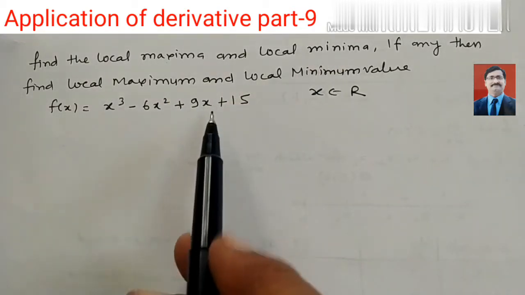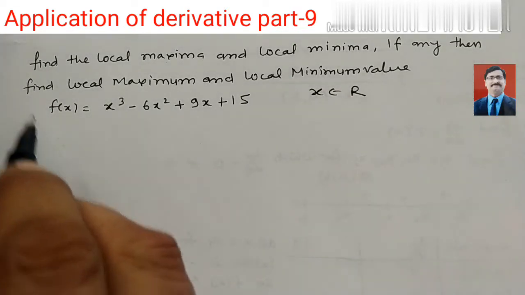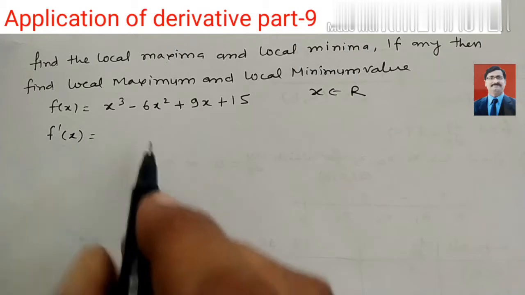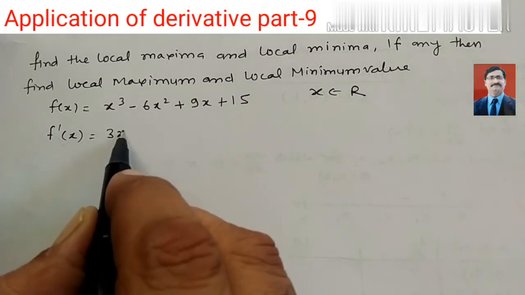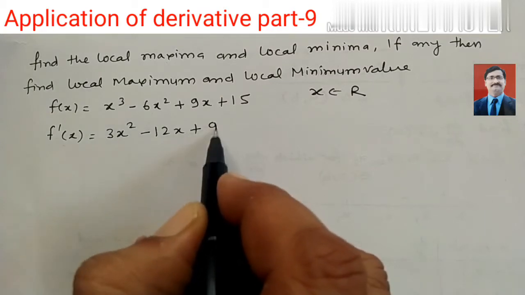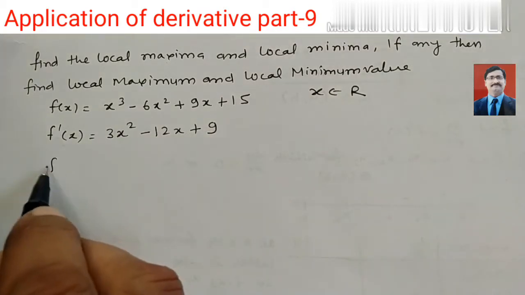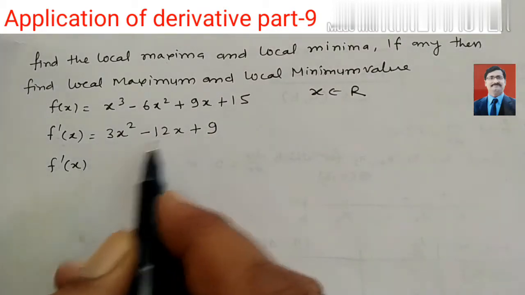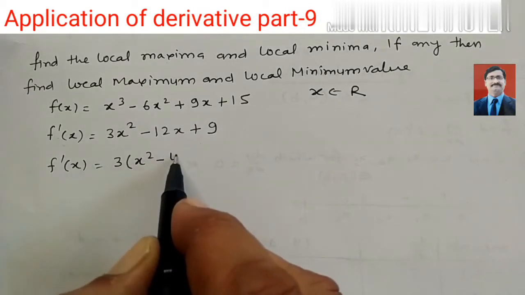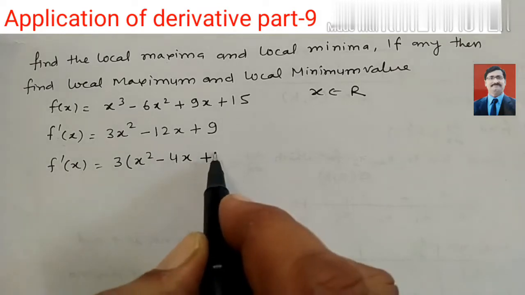Look here, for this function, our first step is to find the differential. So we differentiate this: f dash x is 3x square minus 12x plus 9. This is the differential, and from this we can check. Here 3 is common, so x square minus 4x plus 3, times 3.